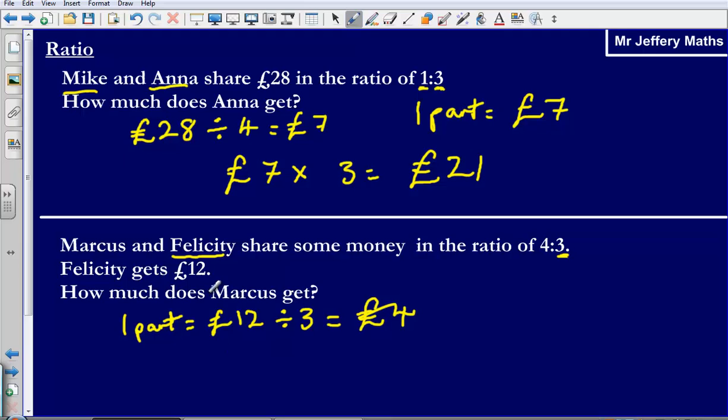From this I can then say, well, Marcus is getting 4 parts. If 1 part is £4, 4 parts will be 4 lots of £4, so that's going to give me an answer of £16. So Marcus gets £16, and that would be my final answer.